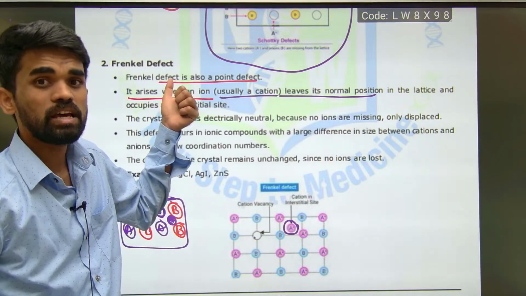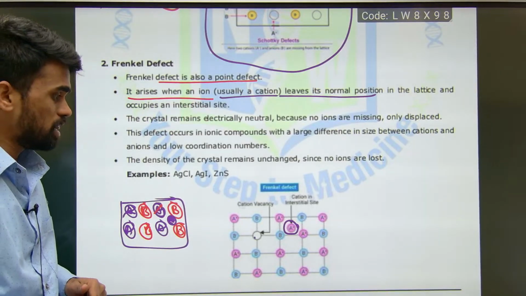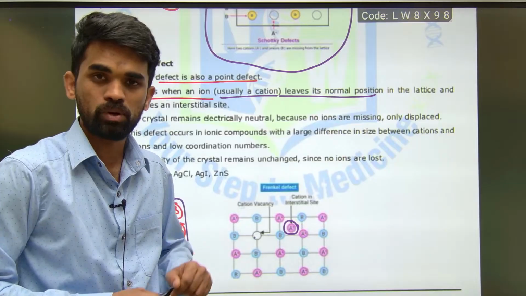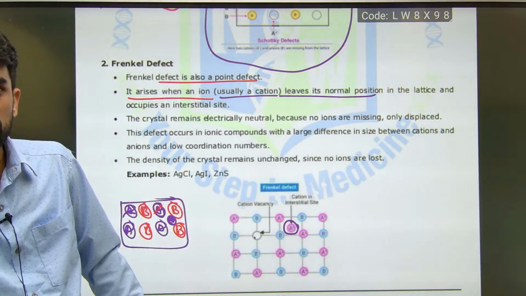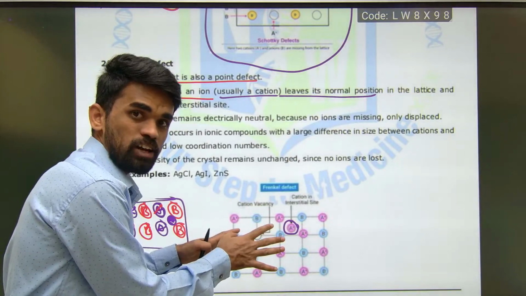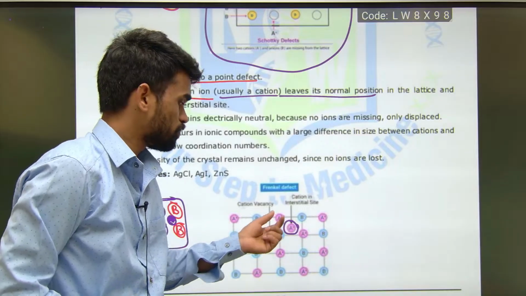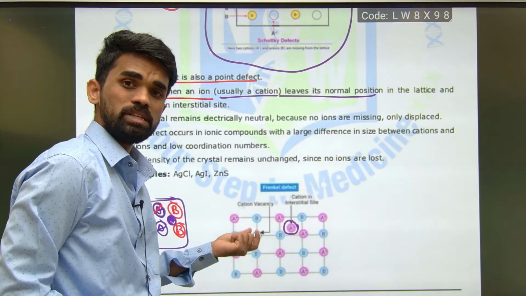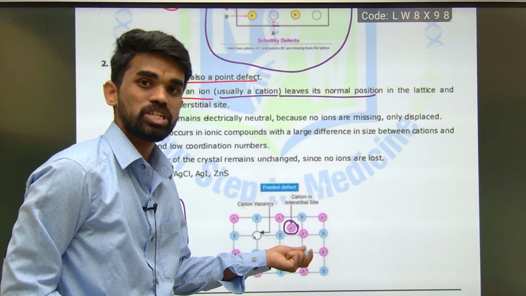We can say it as a Frenkel defect. Okay, so now what happens again? Will this crystal lattice remain neutral, or are any charges developed? No, it will remain neutral. See, ions are not removed from this lattice. They will be in the lattice only, but not in the original site, but somewhere at some other place, an interstitial site.